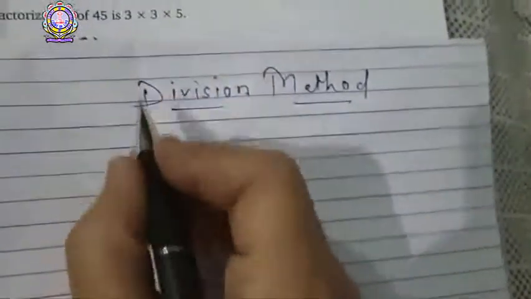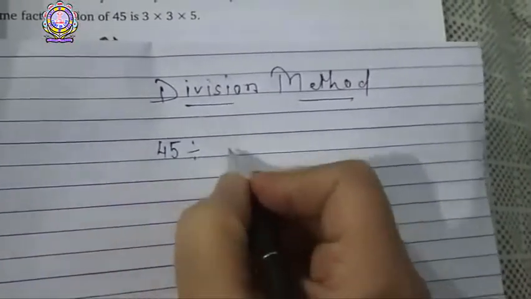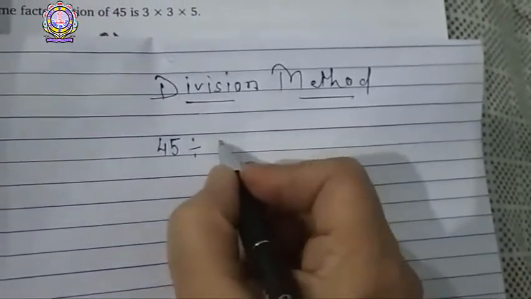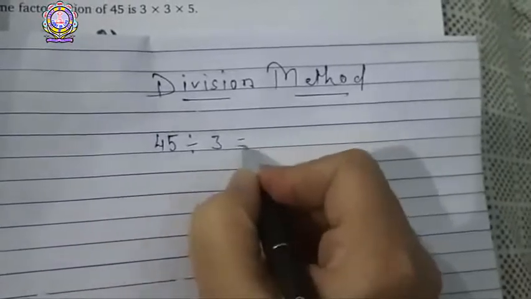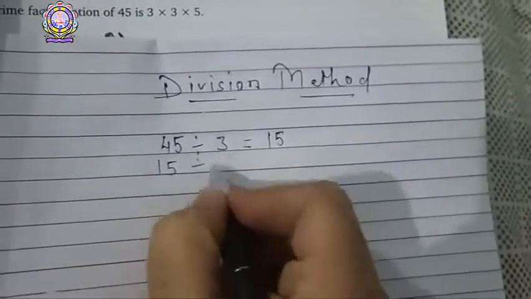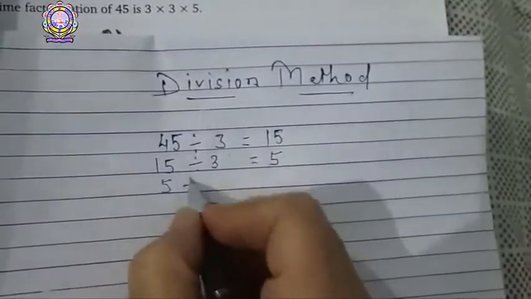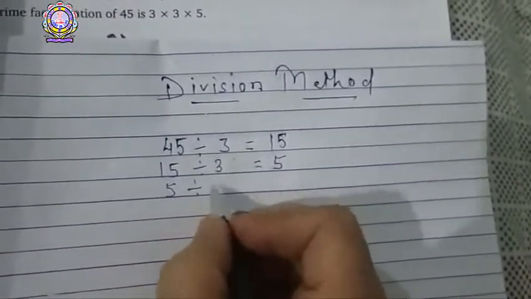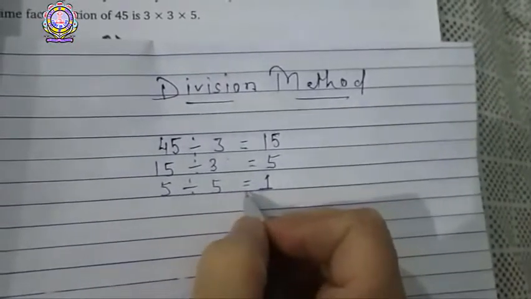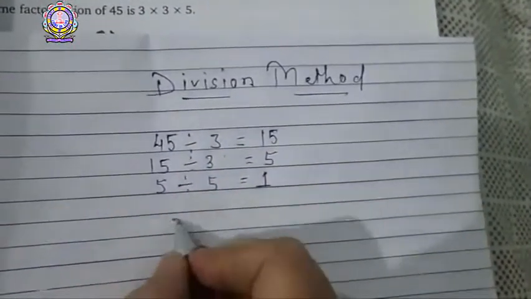Let's see. Suppose 45. So the smallest prime factor of 45 is 3, not 2, because 45 is an odd number. So divide 45 by 3. We get 15. Again 15 divide by 3. We got 5. And 5, we cannot divide by 3, so we divide 5 by 5. We got 1. So the prime factors of 45 are 3 multiply 3 multiply 5.